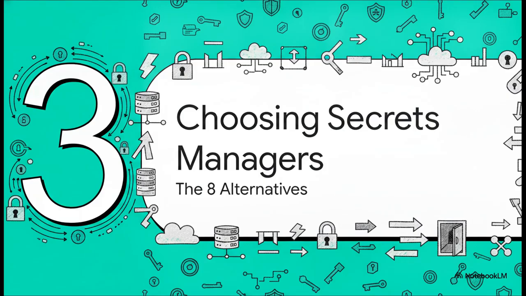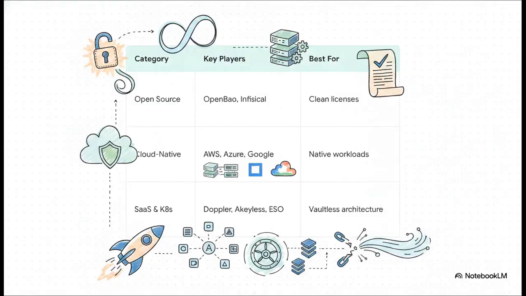Which brings us to Section 3, choosing your secrets manager, the 8 alternatives. If you're migrating off Vault or just building fresh, the market has segmented in some genuinely fascinating ways. This perfectly illustrates how the big players break down right now. We've got open-source, self-hosted options like OpenBao and Infisical. Then you have your cloud-native managers from the big 3, AWS, Azure, and Google. And finally, we've got the independent SaaS and Kubernetes-native tools like Doppler, Akeyless, and the External Secrets Operator.